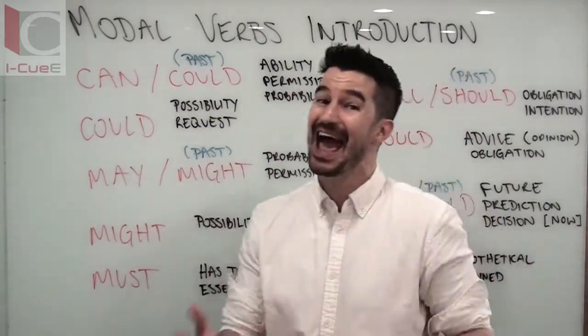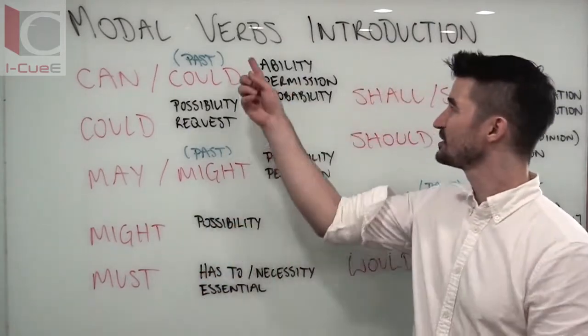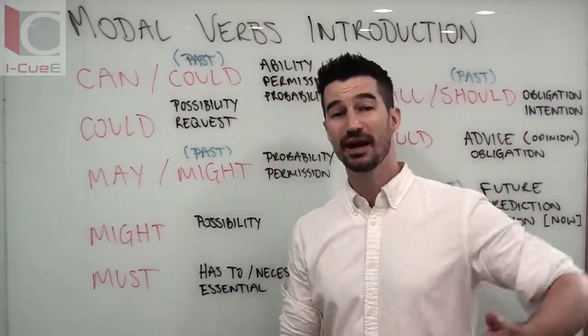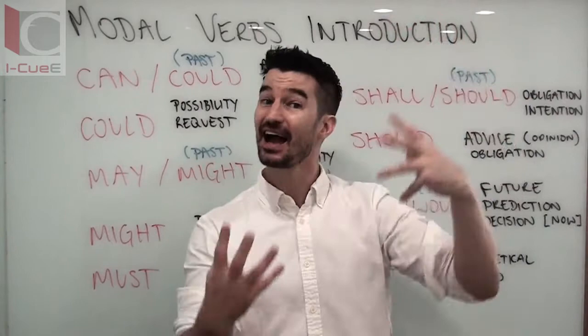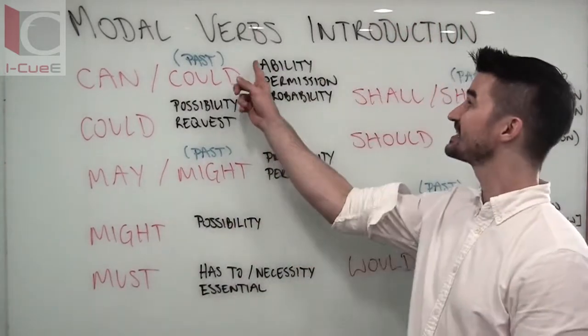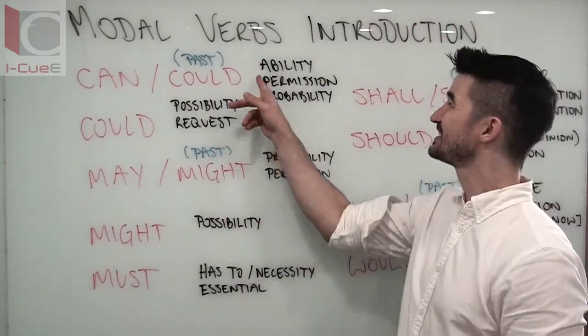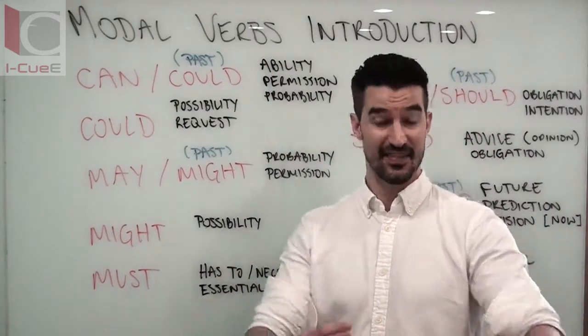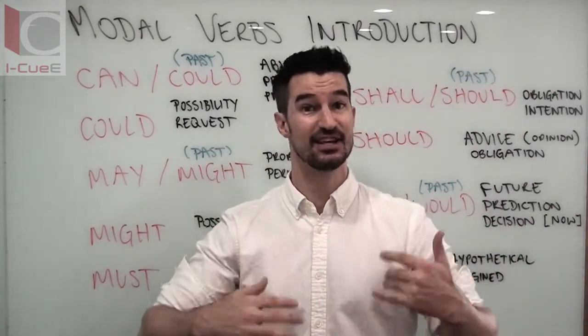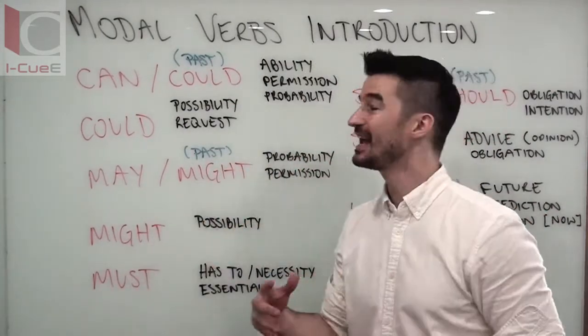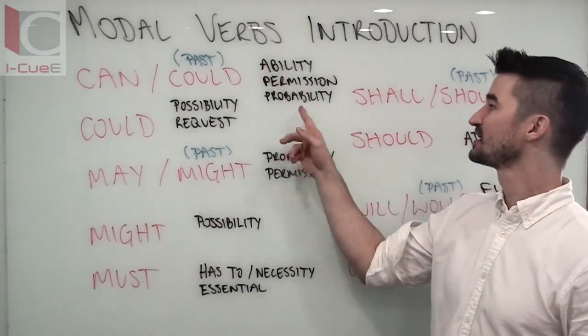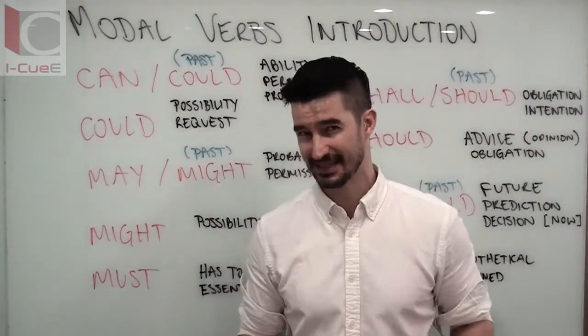But if you can do something, well, we're talking about your ability. You might also ask someone, can I do something? Which means you're asking for an ability, which essentially is asking for permission. And then obviously if permission is granted, then you have the ability. So can is used for ability, permission, and sometimes even probability.